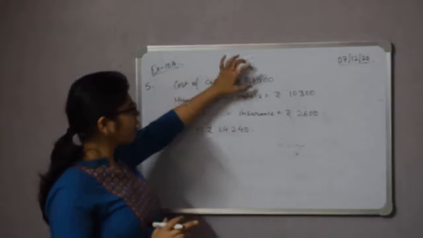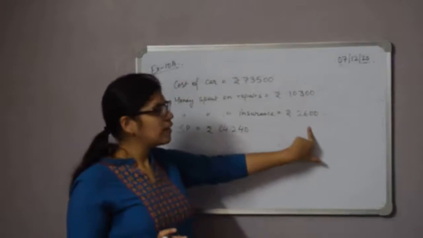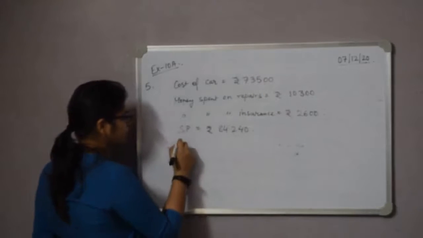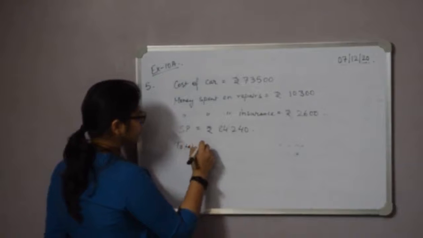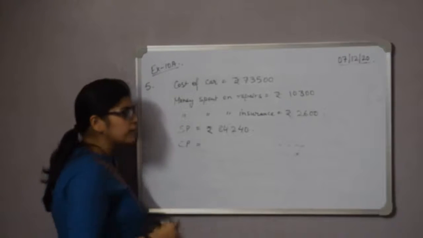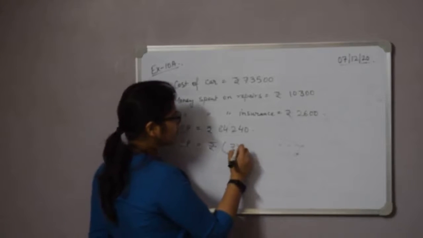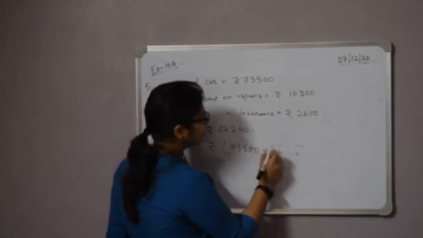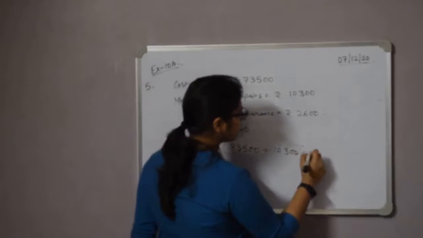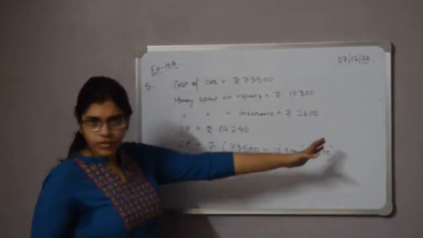But see, he has bought the car on this amount. But we have to add this as well because he has spent these amounts on his car. So we will write CP. Now we will calculate the cost price. So cost price will be how much? Rupees 73500, then this amount will add up: 10,300 plus 2,600. So all of these terms will add up.